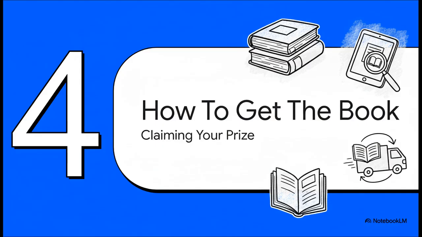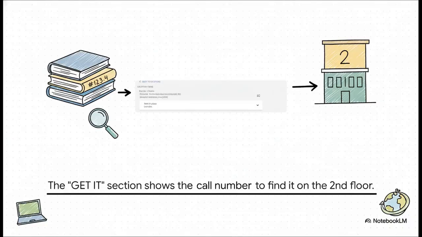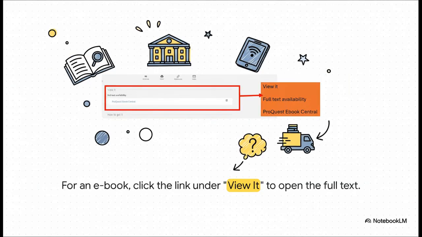Okay, you've done the legwork. You've found the perfect book. Now for the best part, claiming your prize. Let's talk about how to actually get your hands on it, whether it's a physical copy or an ebook. So for a physical book, you're looking for the Get It section. That's where you'll find its call number. Think of the call number as the book's address in the library. All you do is write that down, head up to the second floor, and you can find it on the shelf. And for an online book, even easier. Just look for the View It section and click the link. You might have to sign in, but once you do, you'll be reading in like seconds.